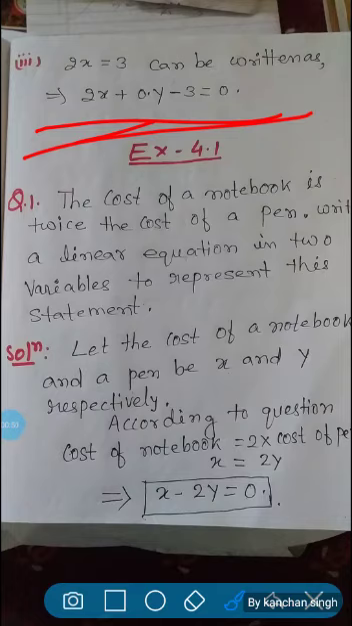Just assume, let the cost of a notebook and a pen be x and y. Take notebook as x and pen as y respectively. Now according to the question, the cost of a notebook is twice the cost of a pen. So we will write x is equal to 2y, because it is 2 into the cost of pen, and pen we have considered as y. So x is equal to 2y, and we can write x minus 2y is equal to 0. In that way we can write the linear equation in two variables.